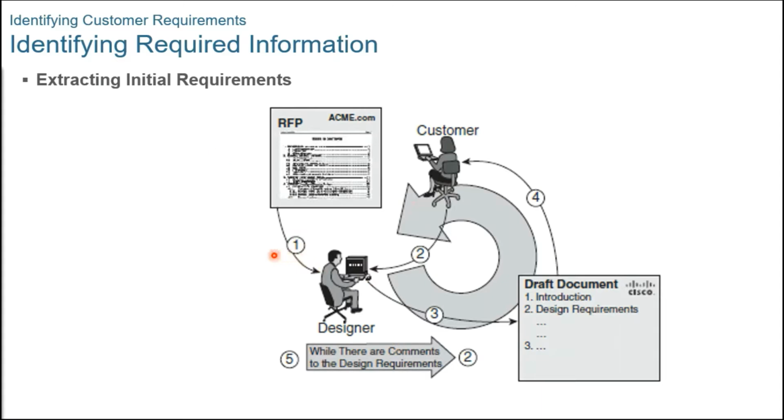So first, extract the initial customer requirements from RFP or RFI. Okay? And then second, query the customer for verbal description of the initial requirements. And then third, okay, produce a draft document that describes the design requirements. Next would be fourth, verify the design requirements with the customer and obtain customer approval. And the last one would be fifth, revise the document as necessary to eliminate errors and omissions. So steps 2 to 5 are repeated if the customer has additional comments about the draft document.